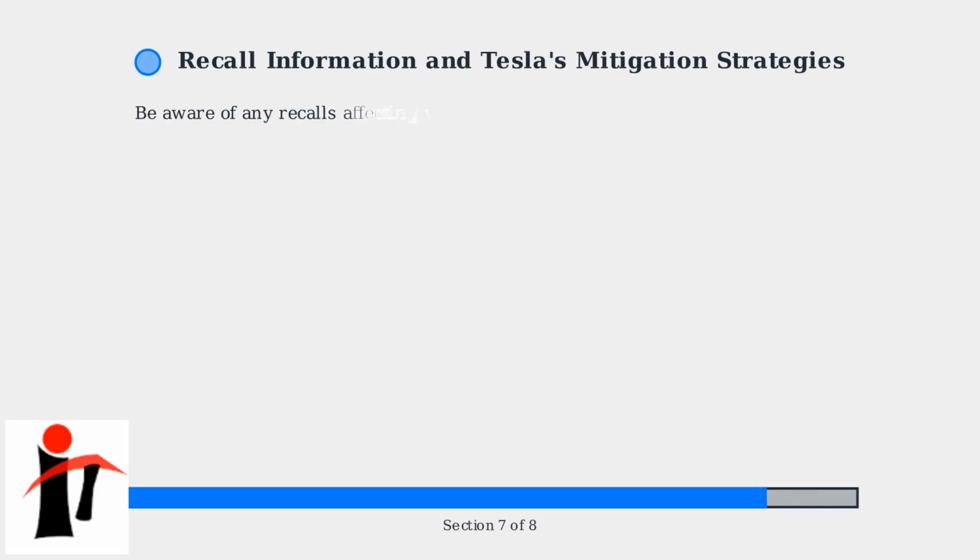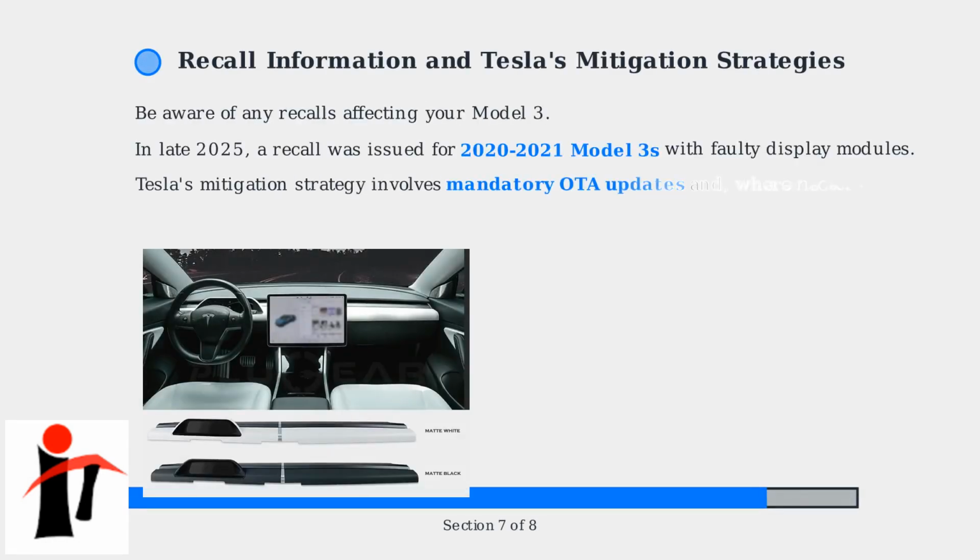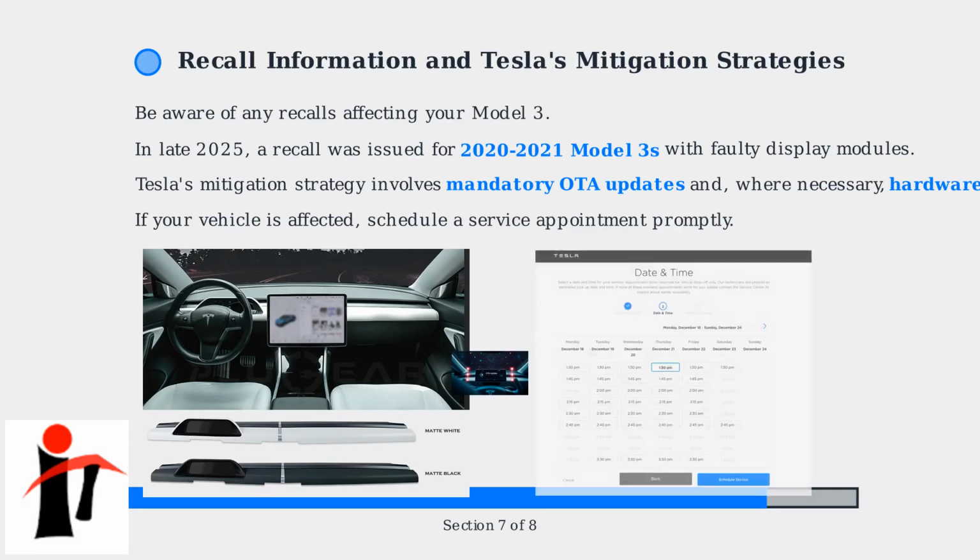Be aware of any recalls affecting your Model 3. In late 2025, a recall was issued for 2020-2021 Model 3s with faulty display modules. Tesla's mitigation strategy involves mandatory OTA updates and, where necessary, hardware replacements. If your vehicle is affected, schedule a service appointment promptly.